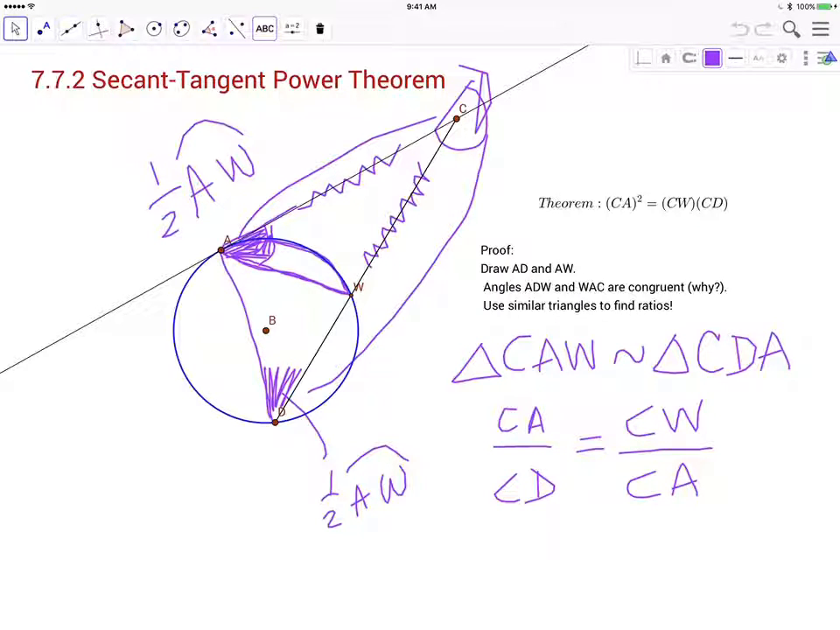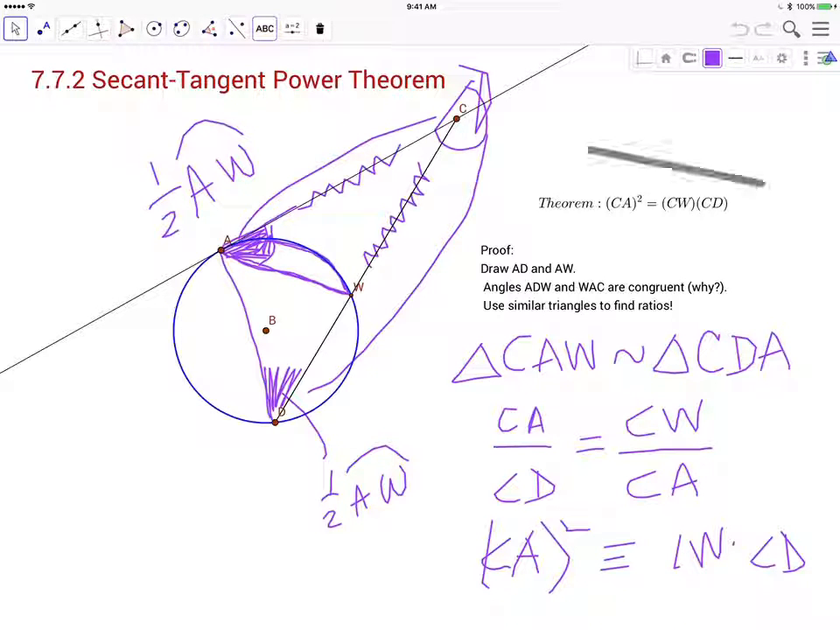That may take a while to think about. You may have to peel off the triangles and put them right next to each other to see it. But the result is exactly what we would expect. CA squared is equal to CW times CD. Sorry about the writing here. And there's the theorem right there. Super cool. And we just have to be careful.